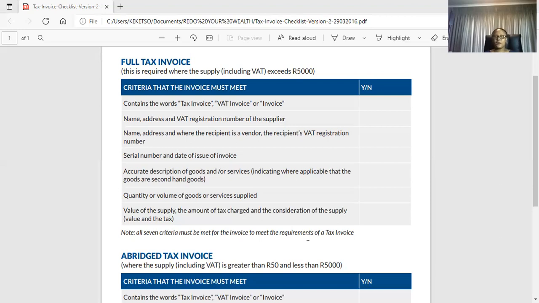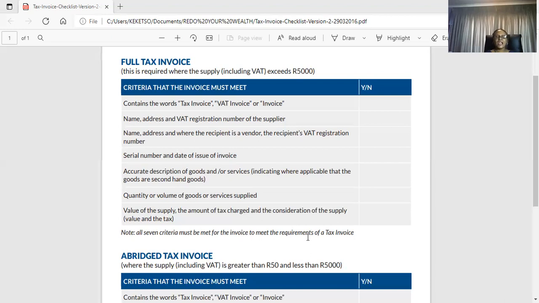And then the quantity: how many? 10, 20, 1,000, a million. We've got to put the quantity because the quantity is attached to the price. You've also got to put the value of the supply. So say you have supplied those 100 big ball pens, then the value of the supply should say it's 2,000. Or you can say one pen is 20 rand, and when there are 100, then it's 2,000.